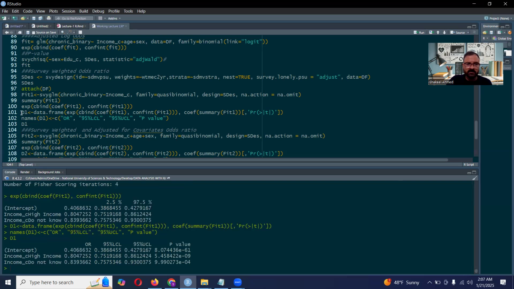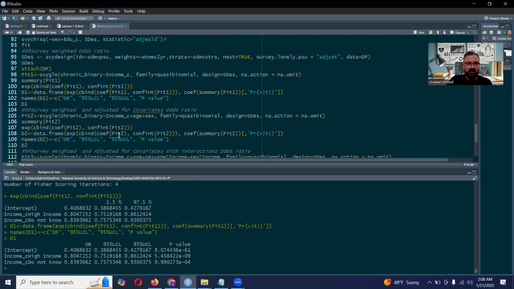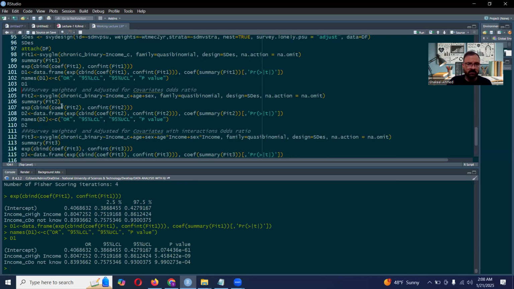I have just first made a data frame, and then I named the columns. The first column is OR, odds ratio, the second column is the 95% lower confidence limit, the third column is the 95% upper confidence limit, and the last column is the p-value. And now we are adjusting for covariates.